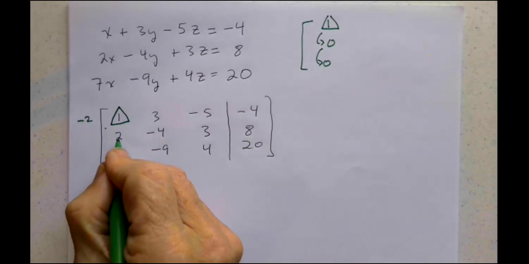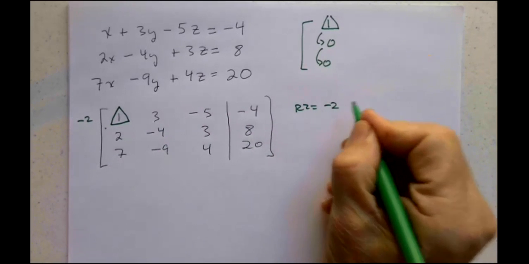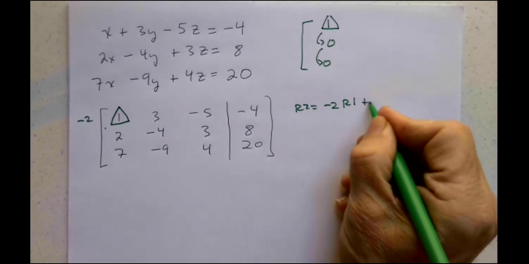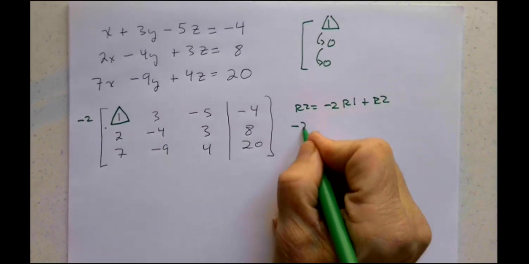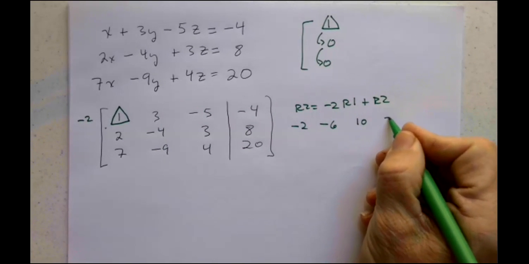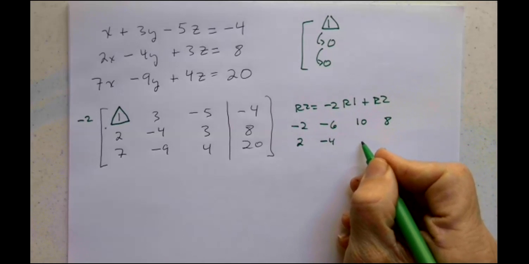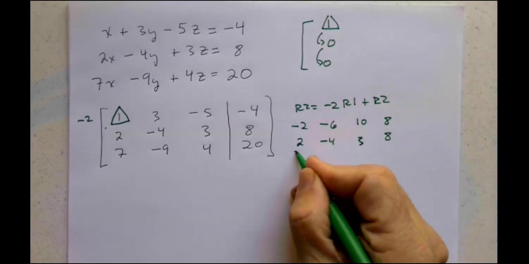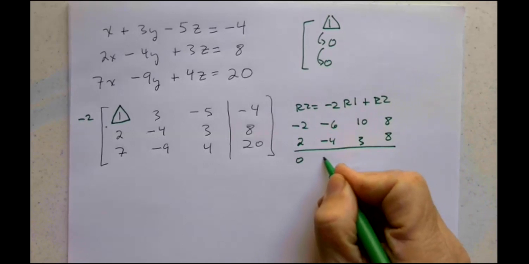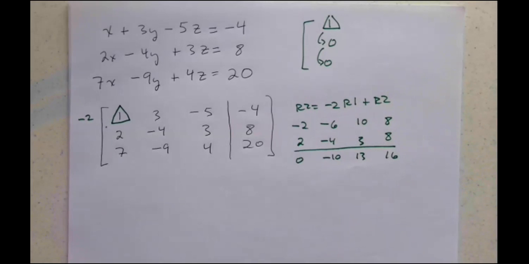That'll give me -2 times 1 plus 2, which will give me 0 there. So we're going to say row 2 is -2 times row 1 plus row 2. -2 times row 1 is -2, -6, 10, 8. Add that to row 2, which is 2, -4, 3, 8. And the result is 0, -10, 13, 16. That's my new row 2. So we used the pivot of the 1 to turn it into a 0 underneath it. We're going to do the same thing to get rid of that 7.